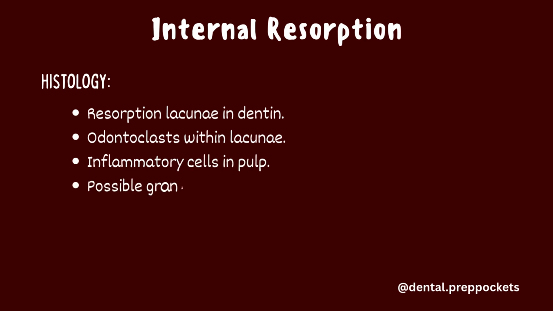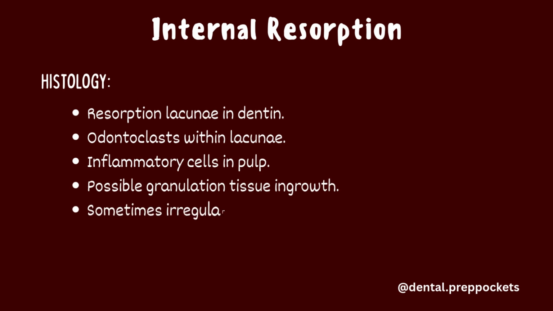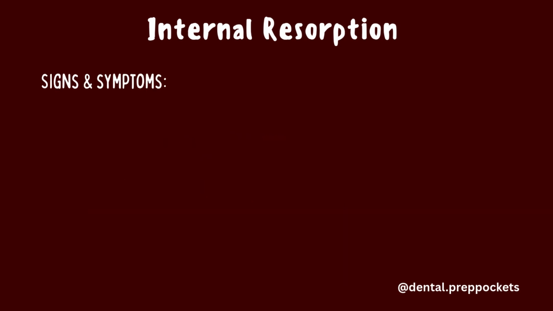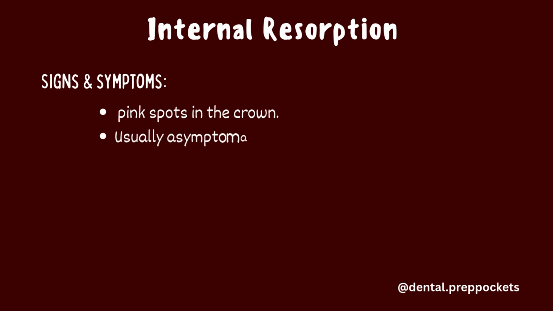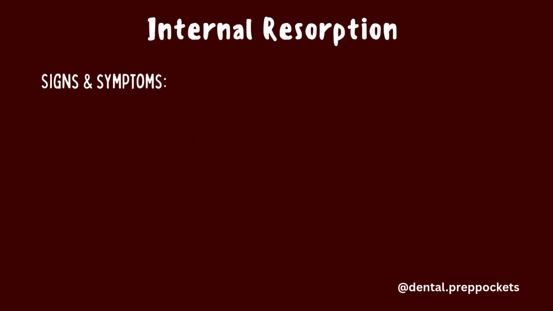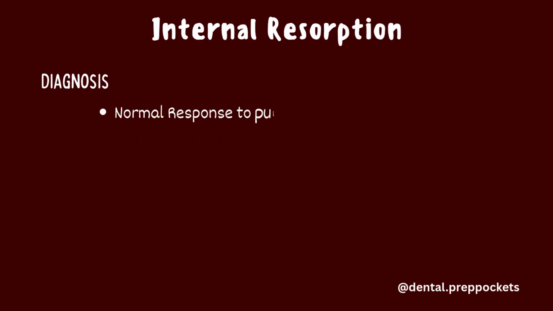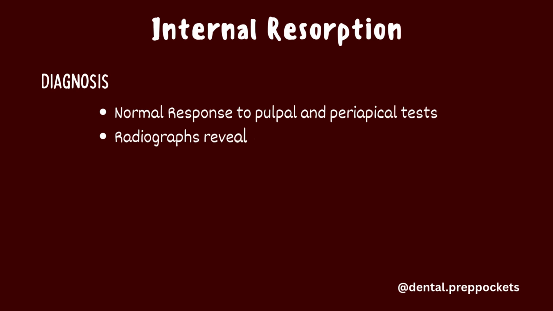Odontoclasts or multinucleated giant cells occupy the resorption bays, also known as Howship's lacunae. The pulp shows chronic inflammatory infiltrate and sometimes the granulation tissue grows into the resorptive defect. In some cases, areas of resorbed dentin are replaced by irregular calcified tissue. This represents a repair attempt by the pulp. It is usually asymptomatic, and shows a pink spot in the crown. It shows a normal response to both pulp and periapical testings.